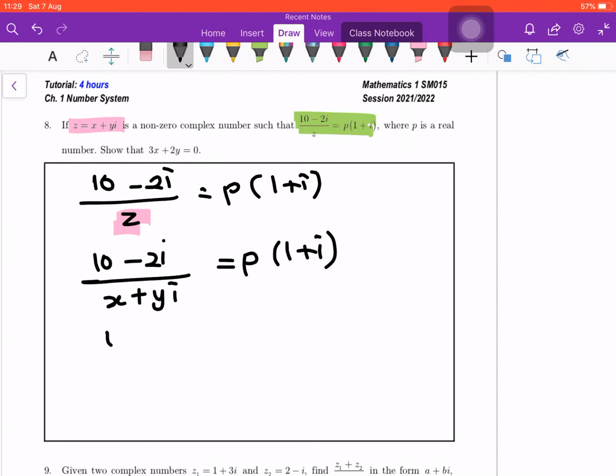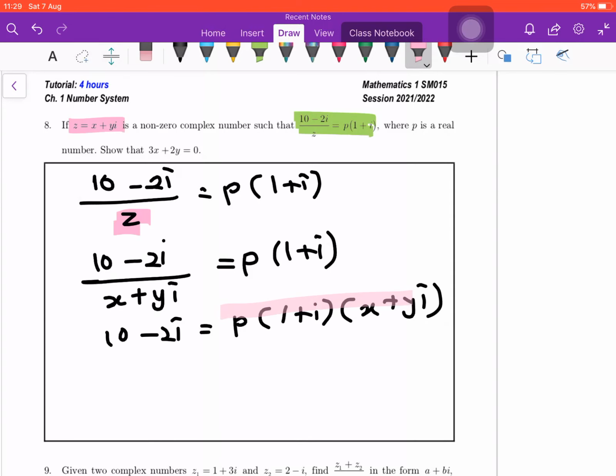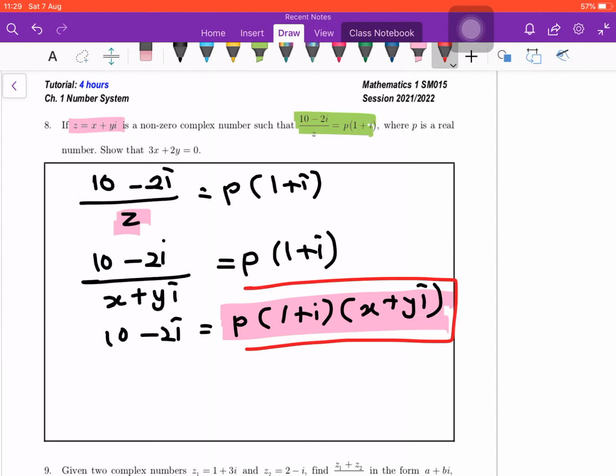Okay, so rearrange your equations. You akan dapat P(1 tambah i) darab (X tambah YI). Sorry saya punya tulisan ni memang sangat-sangat cantik, tapi saya harap sangat korang boleh faham lah. Okay, so dekat sini, nak kena buat apa ni? Nak kena selesaikan lah bahagian ni, supaya comel, supaya kita boleh compare. Kita boleh comparing. So, apa yang you all kena buat dekat sini, expand dulu the bracket. Expand dulu bracket ni.